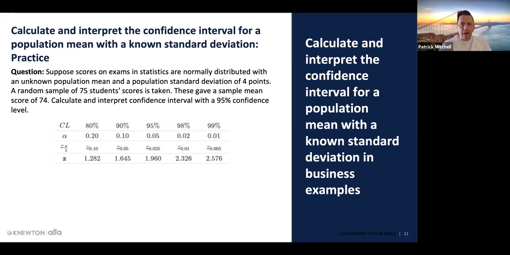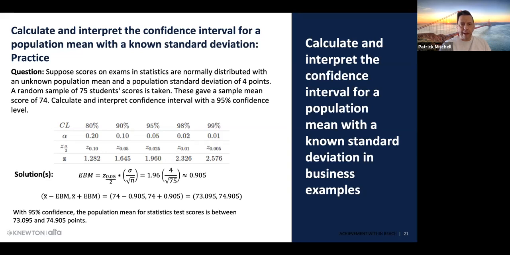So we already did the error bound in that previous example. Remember, it came out to 0.905. So now we're going to take that value and add and subtract it onto the sample mean. Remember, subtract it first. So that gives me a confidence interval, 73.095 up to 74.905. So with 95% confidence, we can say that the population mean for statistics test scores is somewhere between 73.095 and 74.905.